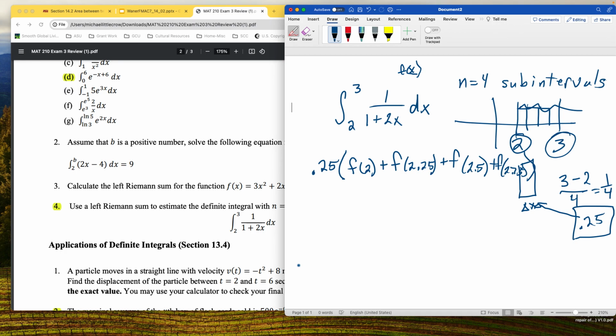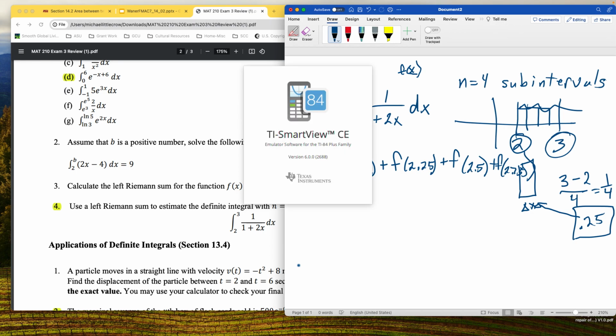How did you know to go by 0.25 from 2 to 3? Because you go from the starting of the interval to the end of the interval, and we subtract them. That's the whole interval. Since we want to divide that into 4 subintervals, you take that divided by 4, so 1 divided by 4 is 0.25.